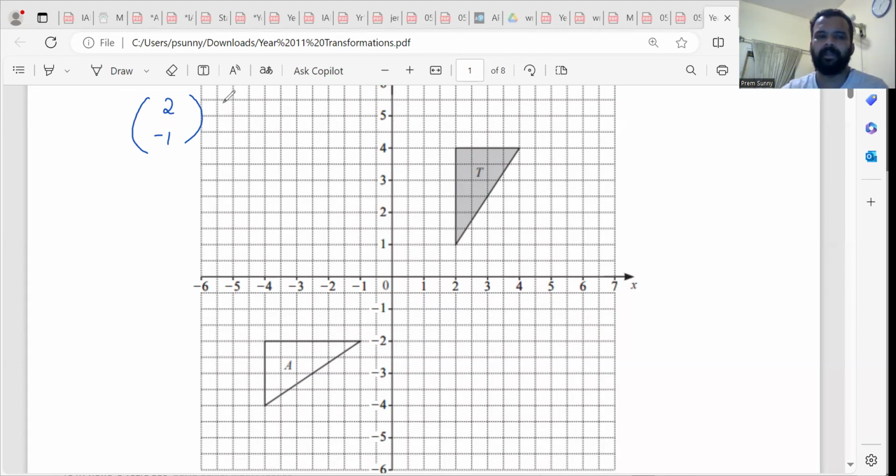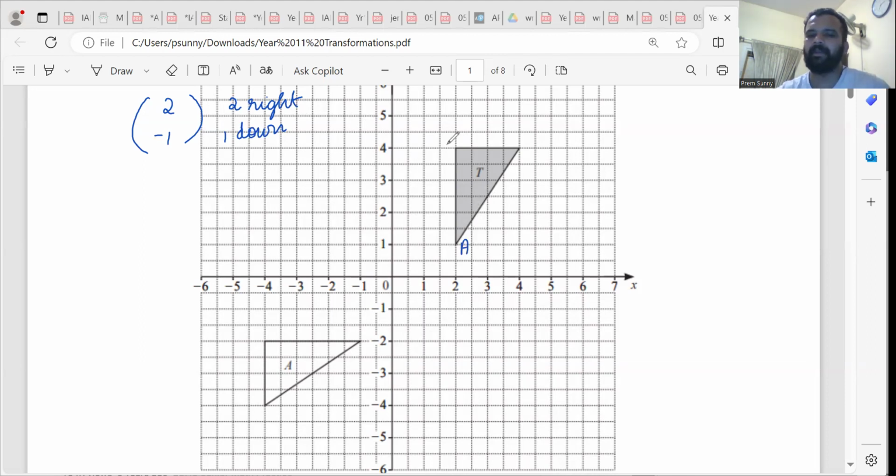So this means 2 towards right. The number at the top represents the horizontal movement, whether it is moving towards right or towards left. If it is positive, it will be moving towards right, and if it is negative, it will be moving towards left. The number at the bottom is representing the vertical movement. If it is positive, it moves up. If it is negative, it moves down. So here, 2 right and 1 down. We need to translate this triangle T.